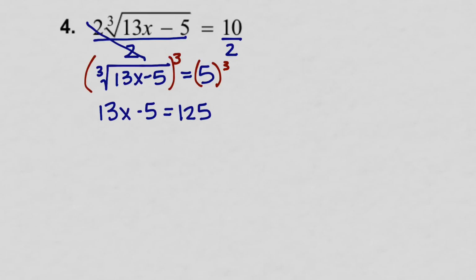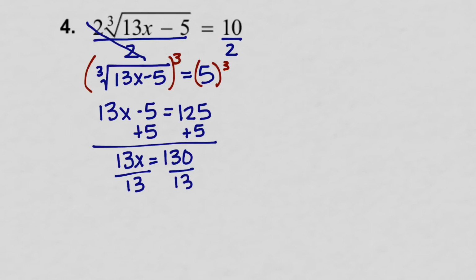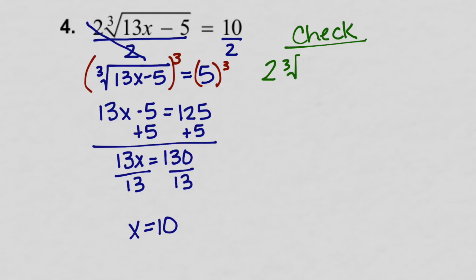And then we do our multi-step equations here. So plus 5. 13x is going to equal 130. Divide by 13. I get x is 10. And let's check and see if that works out. So the original equation was 2 times the cube root of 13 times x, which we said was 10, minus 5, and that's all under the root, and that needs to equal 10.